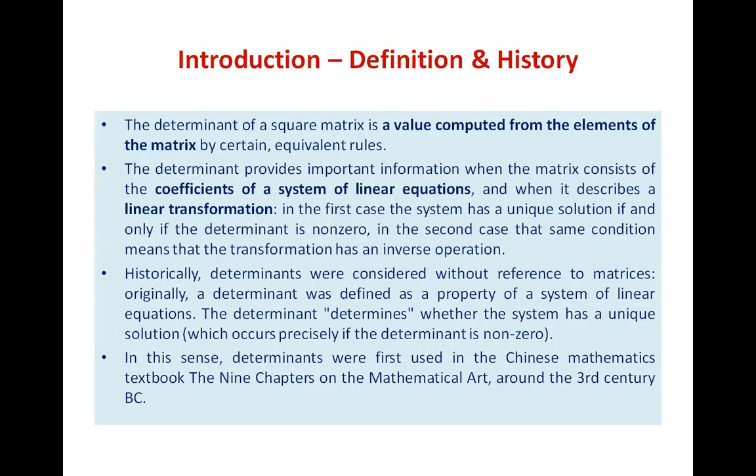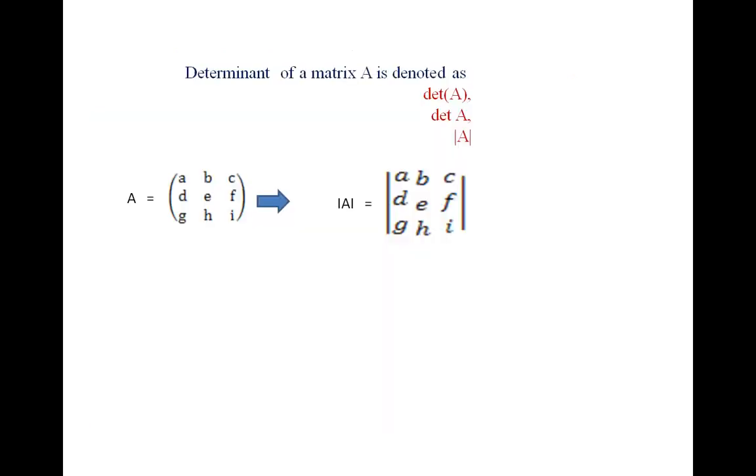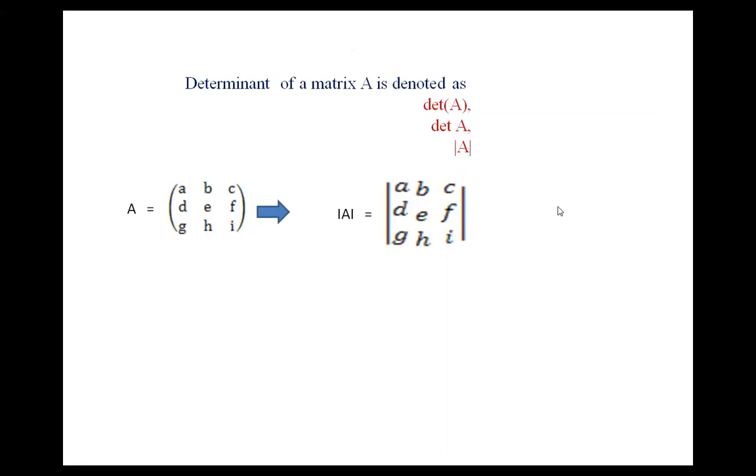Basically, yesterday we have seen the matrix originated in China in the 3rd century, and the determinant is nothing but a value which is computed from the elements of the matrix. As a definition, we can say a determinant of a square matrix is a value computed from elements of the matrix by certain rules. So what we have to understand is that it is nothing but a value, and the determinant of a matrix is shown with certain denotations.